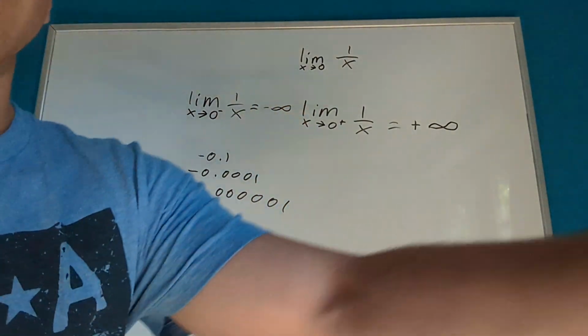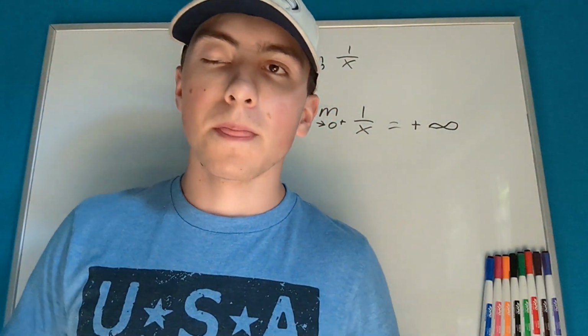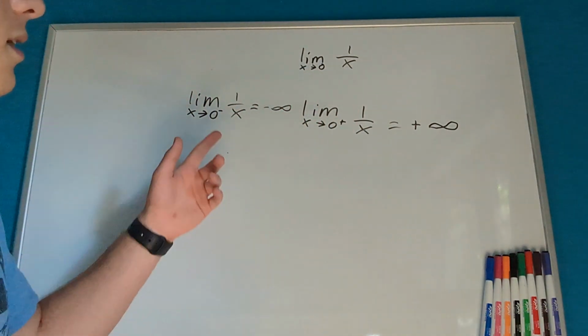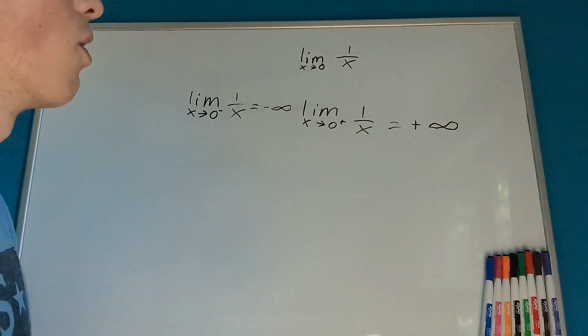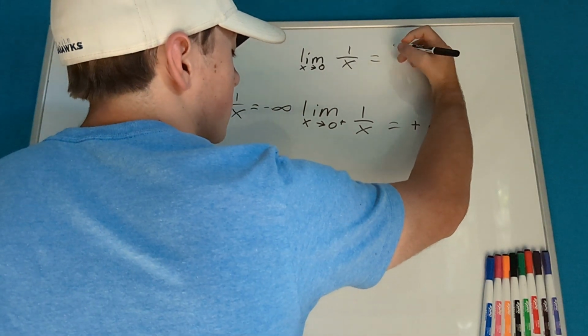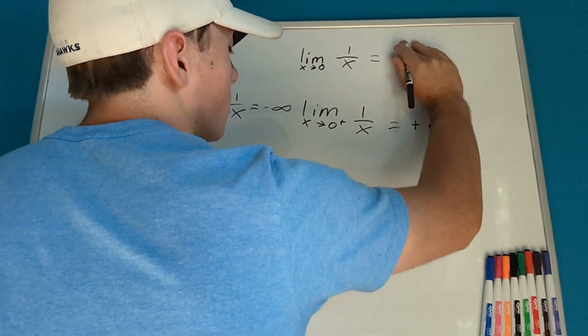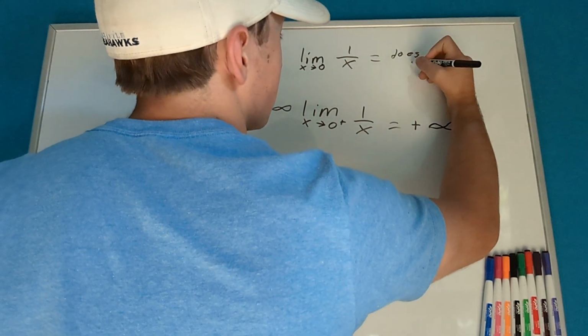So now that we have both the left and the right sides of the limit, we can say whether the limit exists or not. Does negative infinity equal positive infinity? No. So we say in this case, this limit does not exist.